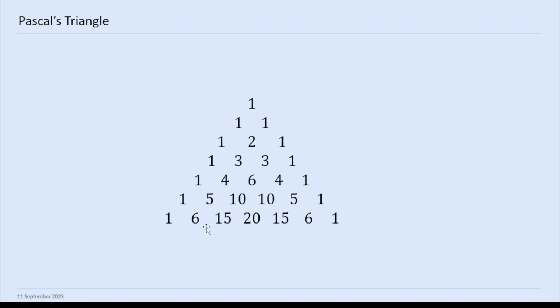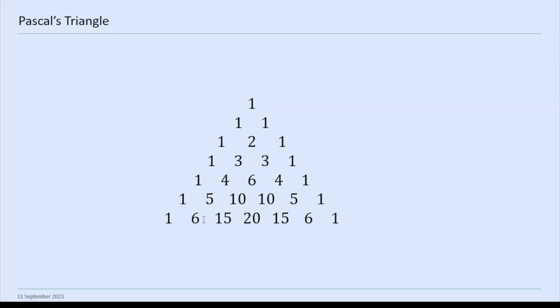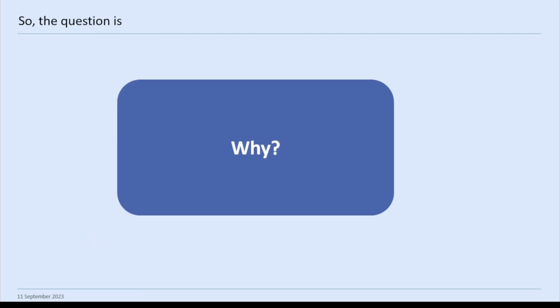So if we just take a row, 1, 5, 10, 10, 5, 1, for instance, then here, 1, 5, 10, 10, 5, 1. Next down, 1, 6, 15, 20, 15, 6, 1. And the question is, why? Why is this happening? What's going on? Isn't it fascinating?